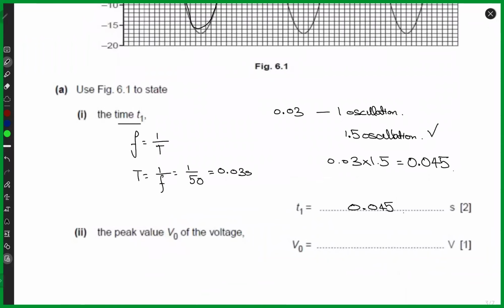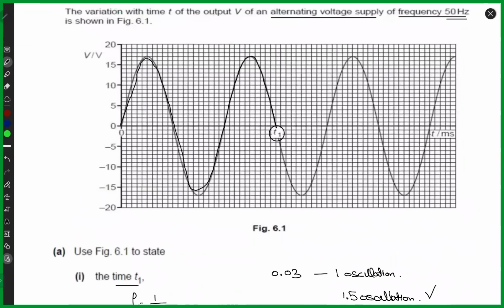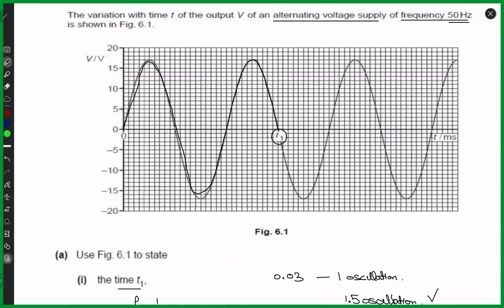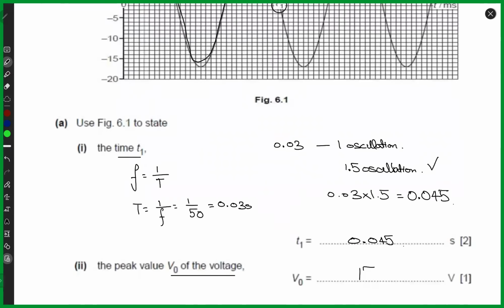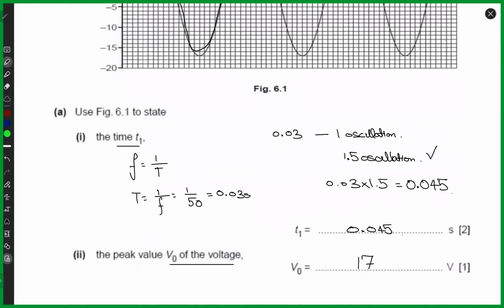Now the peak value V naught of the voltage, again using this figure 6.1. How do we find that? What would be the peak value? The amplitude. So it would be the maximum value of the voltage, which is this value. It is 15, 16, 17. So it's 17 volts. Okay.